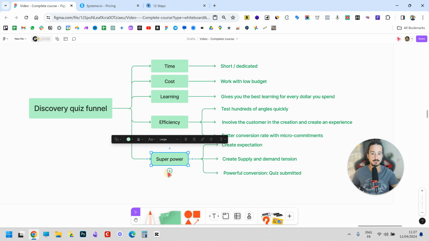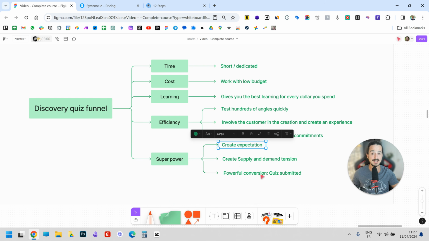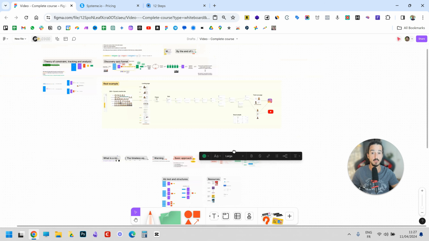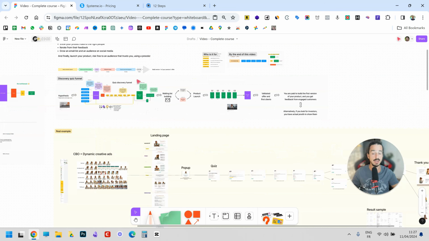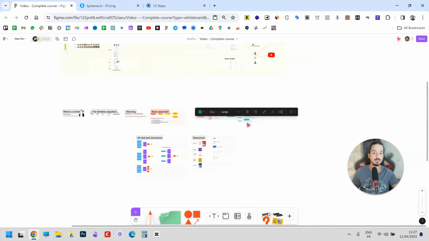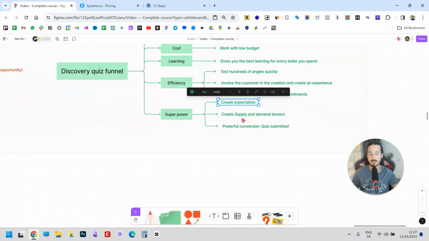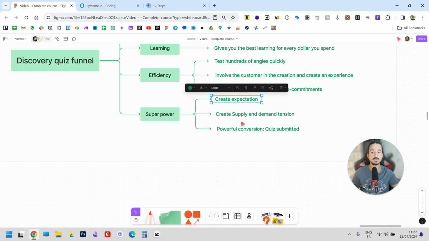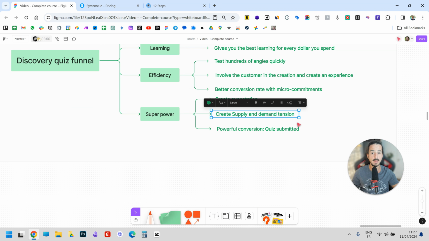Now the superpower of this method is that it creates expectation. Once they have found the solution, they have gone through the first step and they start receiving the email. Now they really want to know what's going to happen, how much it will cost. They want to know more about this product. You can create this supply and demand tension that I've explained before. Like, okay, this is how many people are interested in the product. This is how many products there is available.